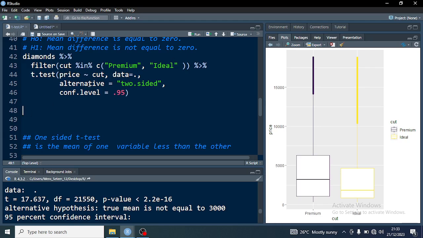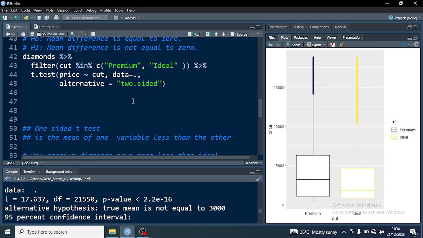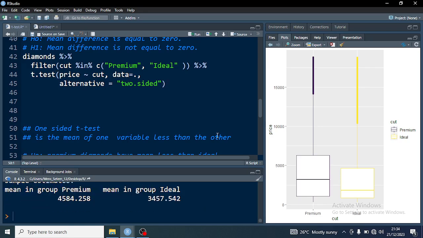Then I'm saying alternative is equals to two-sided. So we are comparing the premium and ideal, so our alternative is two-sided. And the confidence interval is 95%. I can as well get rid of this, or I can leave it the way it was, because the default in performing t-test is 95% confidence interval. I run that. Here it is.